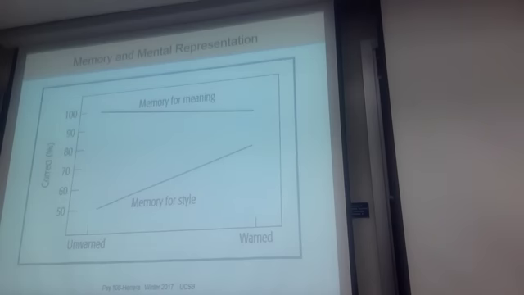So this graph is just showing those same results. When they're not warned, over on this side, so they don't know that they're going to have to remember these certain things that they're going to be quizzed on, their memory for the style of things is very low, only about 50% of the time are they correct, but their memory for meaning is very high. And that's high whether they're warned or not warned.